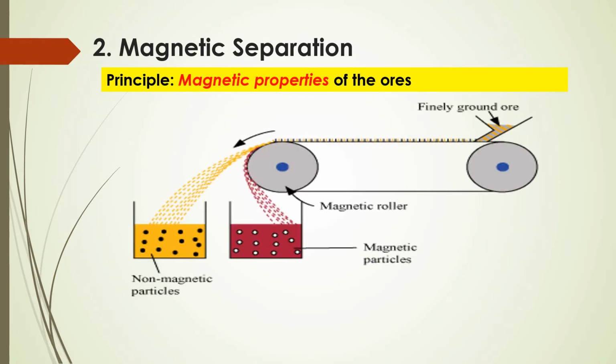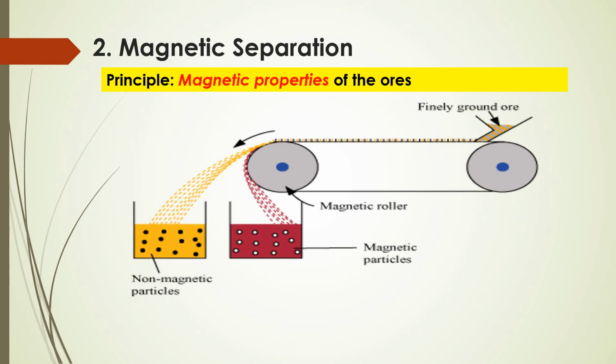Now we have this type of arrangement where there is a roller, and a ramp attached to that roller. At the far end of the roller, we have a magnet, that is a magnetic roller. So when the powdered form of ore is passed over, the roller rotates and brings the finely ground ore towards the magnetic roller. Now this magnetic roller will attract the magnetic ore.